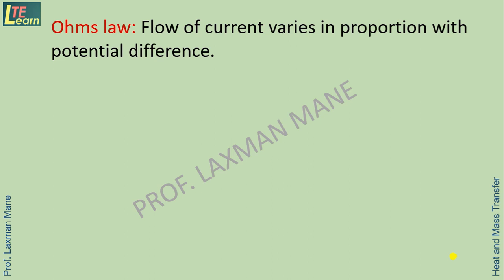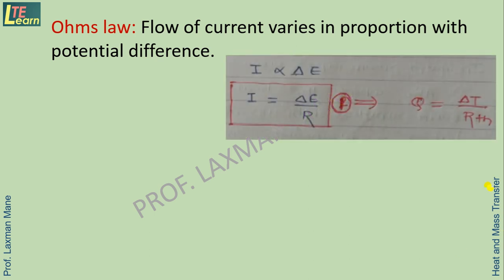Let us see Ohm's law. Flow of current varies in proportion with potential difference. So here we can see current is directly proportional to delta E, meaning change in voltage. So we can write the formula with an equality sign: current I is equal to change in potential difference delta E divided by electrical resistance.